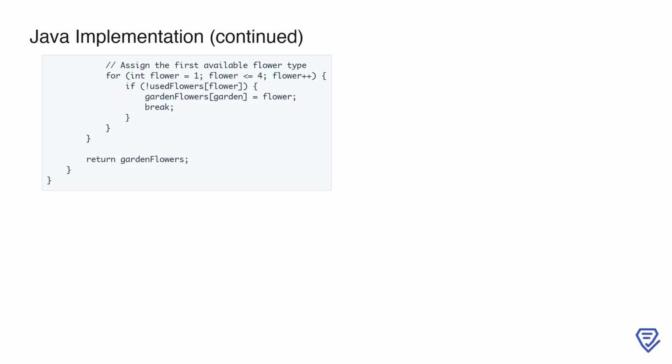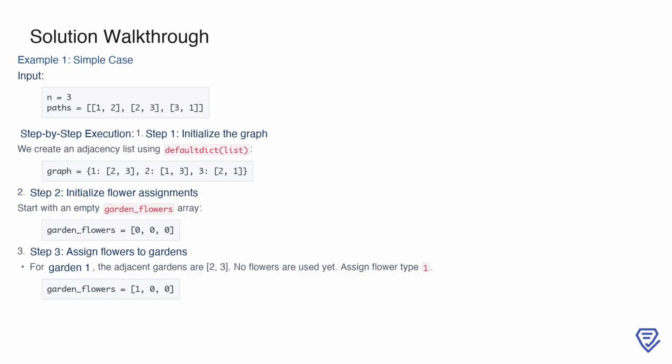efficiently. To solve this problem, we start with a simple example where there are 3 gardens and 3 paths connecting them. The input specifies that Garden 1 is connected to Gardens 2 and 3, Garden 2 is connected to Gardens 1 and 3, and Garden 3 is connected to Gardens 1 and 2.